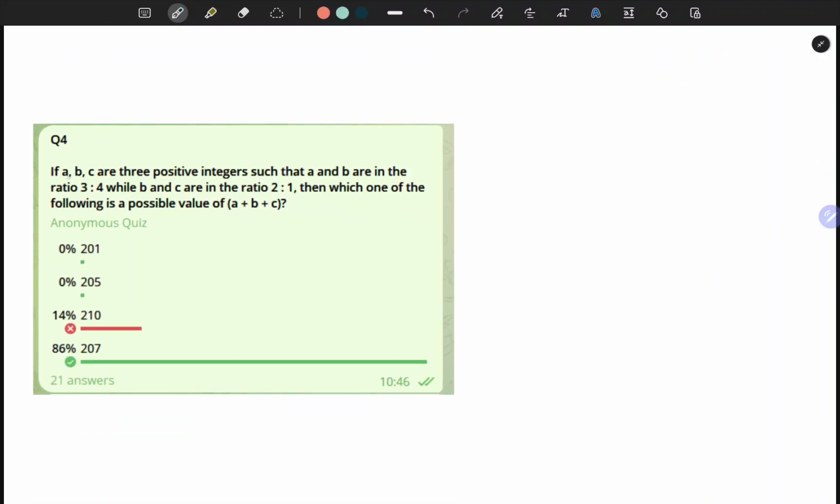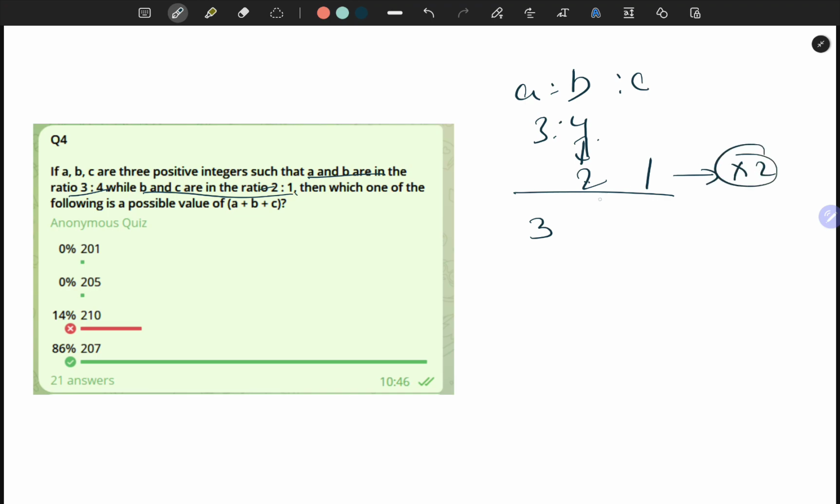The question is, if a, b, c are three positive integers such that a and b are in the ratio 3:4, so a is to b is 3:4, and b and c are in the ratio 2:1, so let's write c over here. So this is 2:1. Now we have to equalize this. So for this we'll multiply this ratio with 2. So this will become 4 and this will become 2. Now this is a, b, c.